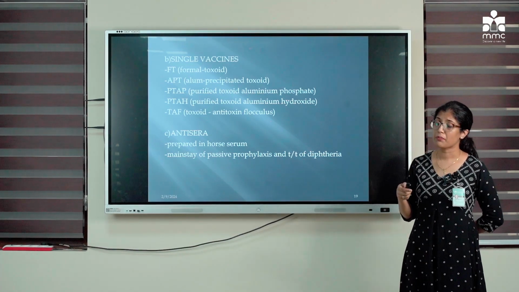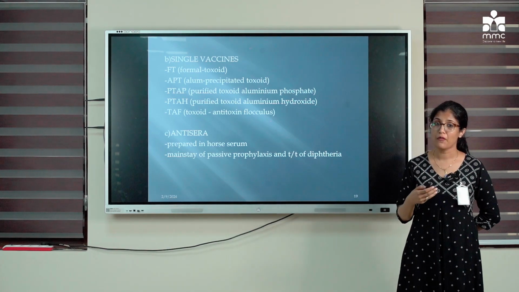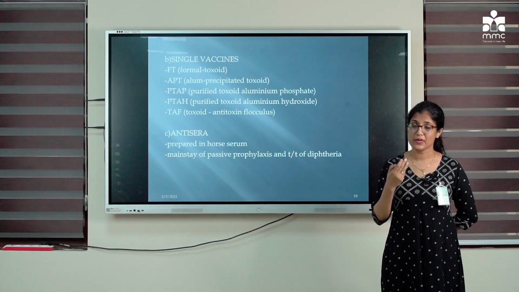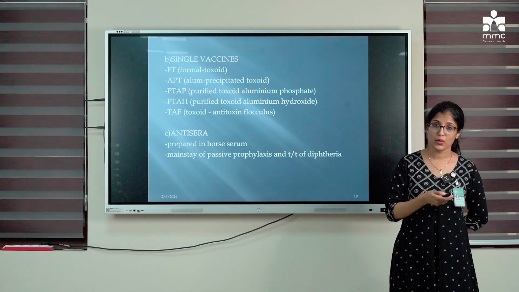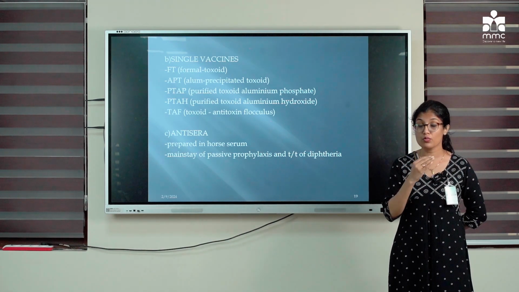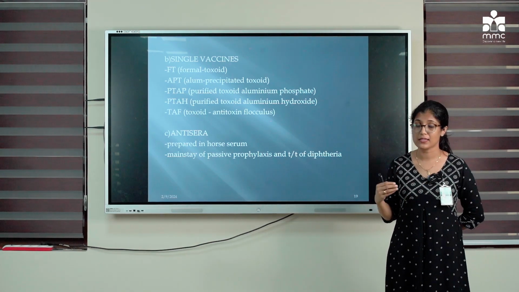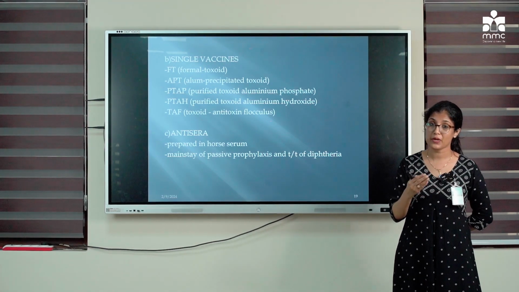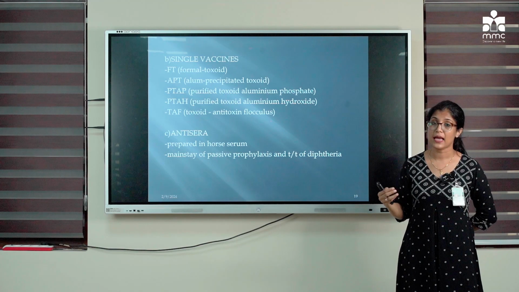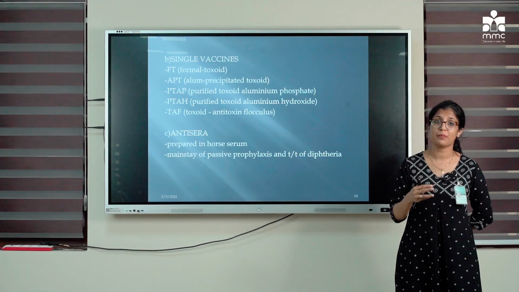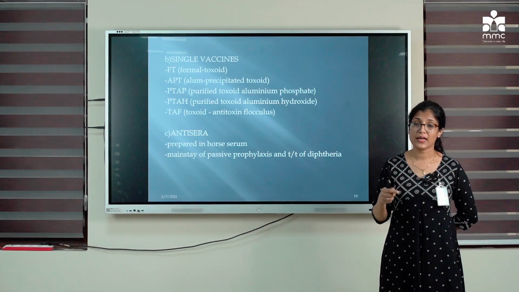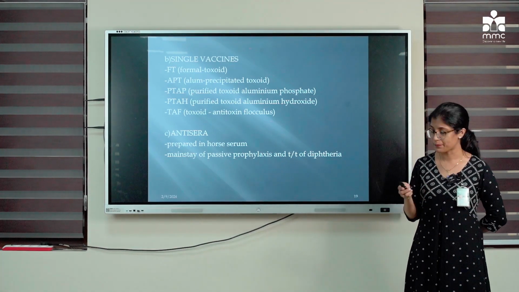So this sums up the control of diphtheria. The mainstay is obviously vaccine. We have got 2 broad classifications of vaccine and then the anti-sera. The first broad classification is the combined vaccine, the second is the single vaccines, and then we have got the anti-sera. And the most important of which is the combined vaccine, mainly pentavalent, DPT and the DT ones.